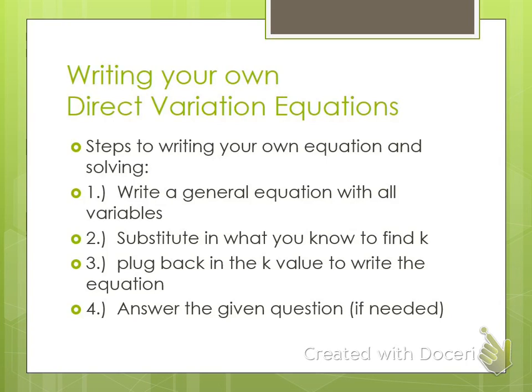So if we want to write our own direct variation equation, this is going to be similar to when we wrote linear equations, but I think these are a little bit easier. You're going to write a general equation with all the variables. Just kind of get your mindset where it needs to be, know what you're headed for. Substitute what you know to find k. We've kind of already done this. Plug back in the k value to write the equation. And then answer the given question if needed. So if there's a follow-up question, we would want to answer that. If all we're told to do is find the equation, then we would be finished.